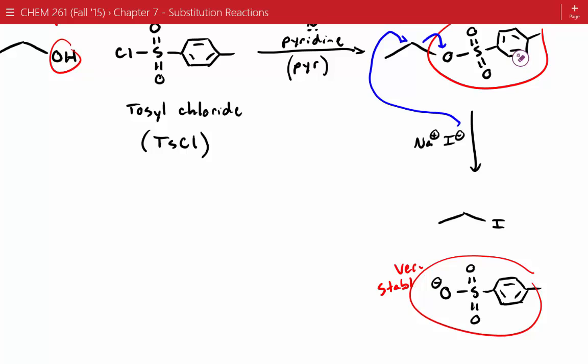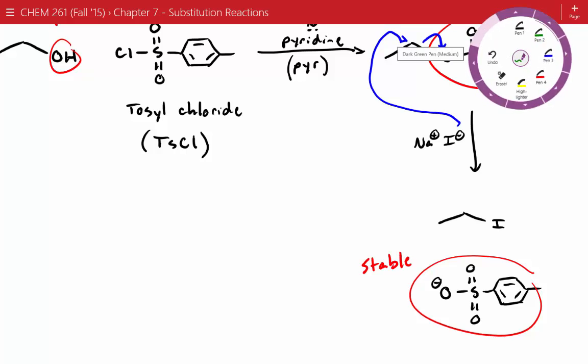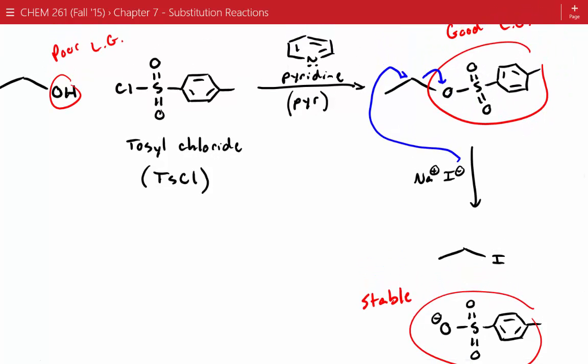Whoop. Let me slide this over. All right. This is a really useful trick, but it's primarily used for SN2 reactions. You don't see it very often for SN1 reactions, and I'll show you guys why. So let's write this down. This is very useful for SN2 reactions.